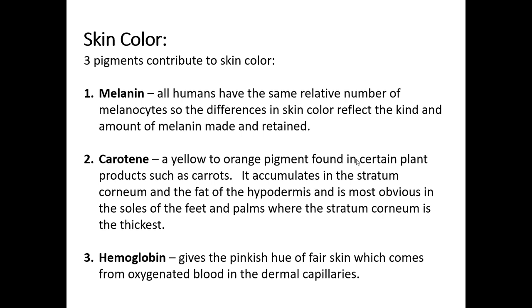Keratin is a yellow to orange pigment found in certain plant products such as carrots, but it does also accumulate in the stratum corneum and the fat of the hypodermis. It's primarily present in the soles of our feet and the palms of our hands, hence the coloring. Again, the stratum corneum is found in areas where we have thick skin, the palms of our hands and the soles of our feet. Hemoglobin gives the pinkish hue of fair-skinned people, which comes from oxygenated blood in our dermal capillaries.